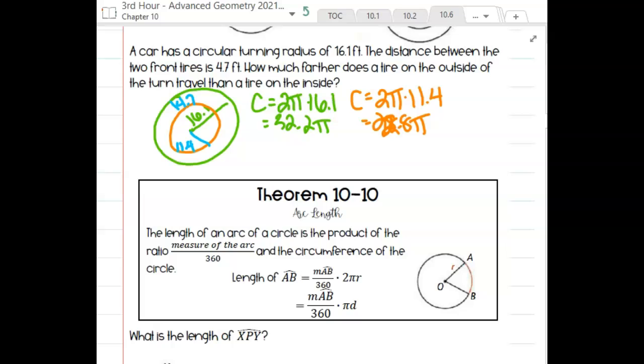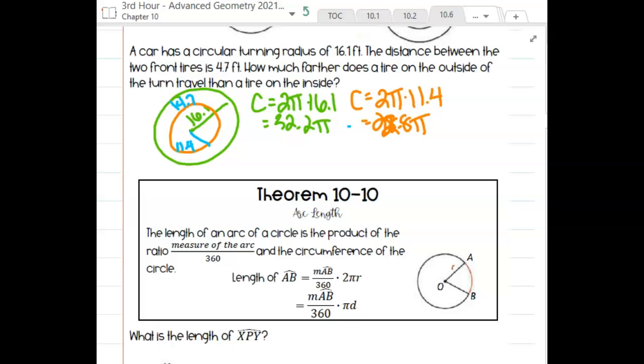If the outside tire traveled that far and the inside tire traveled that far, how can I find how much farther the outside tire traveled? Just subtract them. You're going to take 32.2 pi minus 22.8 pi.